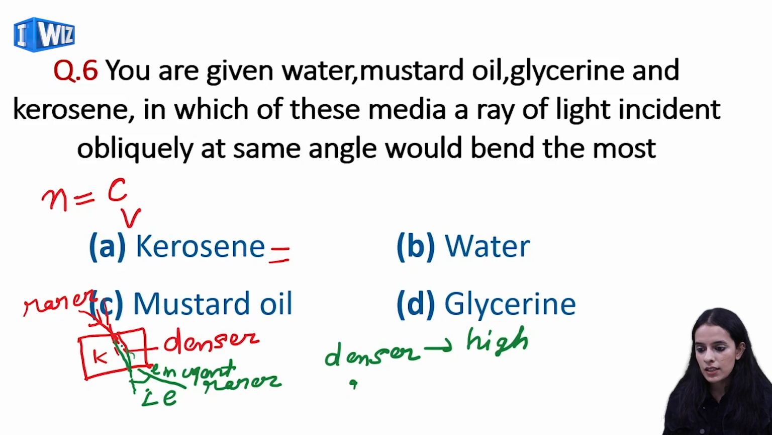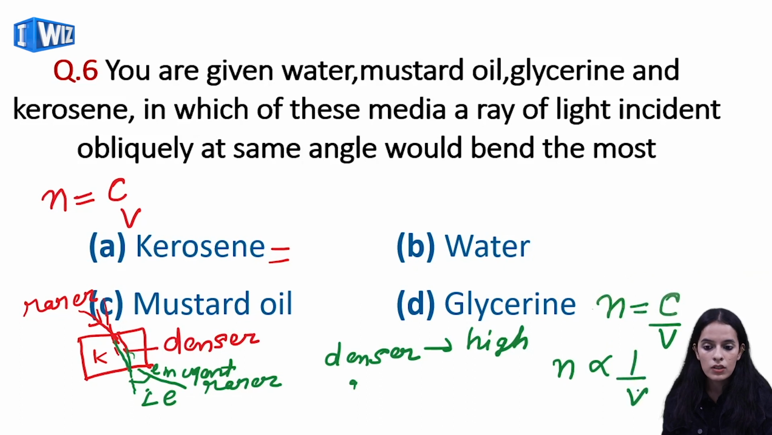Here you can see the ray of light bends the most. In case of a denser medium, the bending is most as compared to the rarer one. So bending of light is most in a denser medium because it has a high refractive index. And the refractive index, as you can see from here, is inversely proportional to the speed. More is the speed, less is the refractive index, and less is the speed, more will be your refractive index.